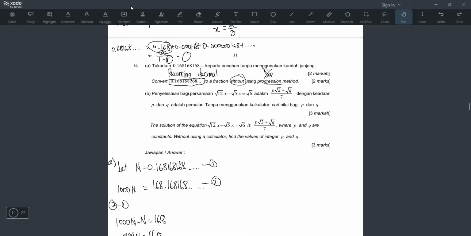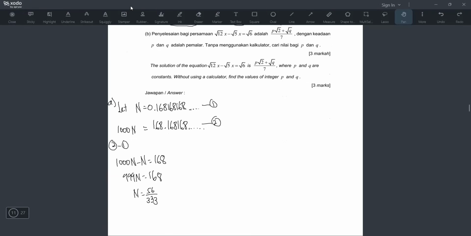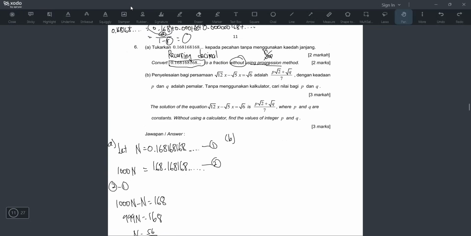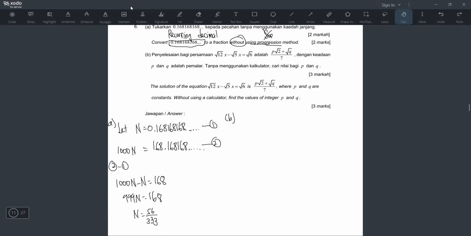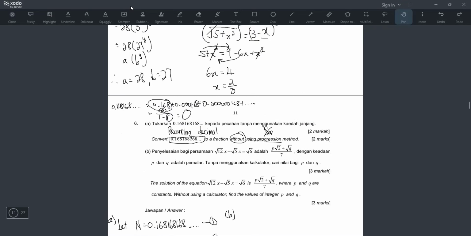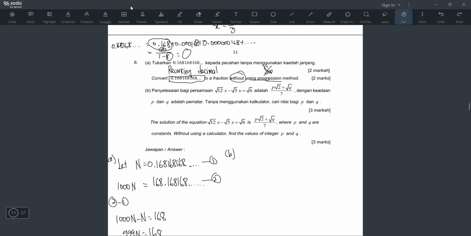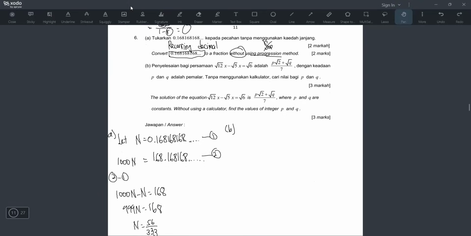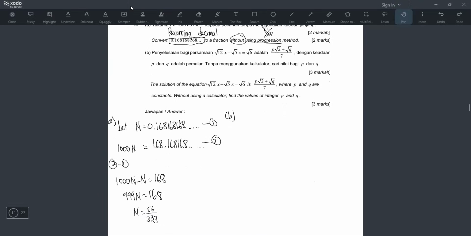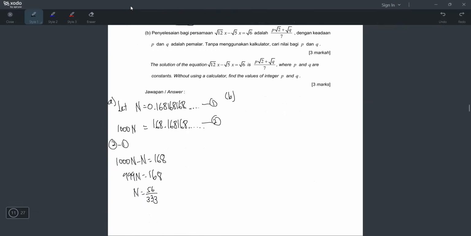Okay, so let's continue with B. All right, so I'll just write B here. But if the question already mentioned you cannot use the progression method, then obviously you have to use this method, right? Because if you write like this, you will not get any marks for the working. So we have to follow what the question wants, right? If the question wants us to do it using this, then we just follow.